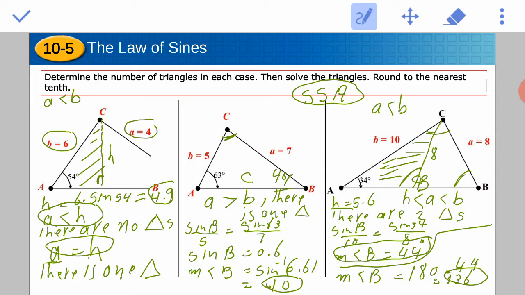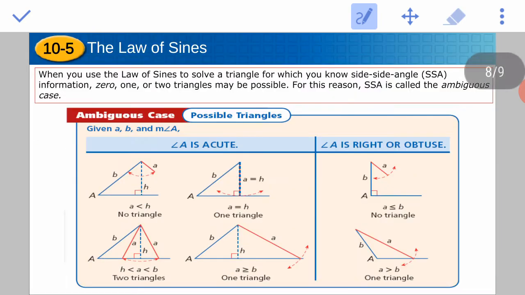So there are two cases, so be aware: when A is less than B and A is greater than H, there are two triangles. So first of all, before you use SSA information, you need to compute the height and determine the number of triangles. Maybe there is no triangle, maybe there is one triangle, and maybe there are two triangles. Guys, all these cases are concluded in this table. You can just pause the video and study them. I covered all of them in the previous slide.